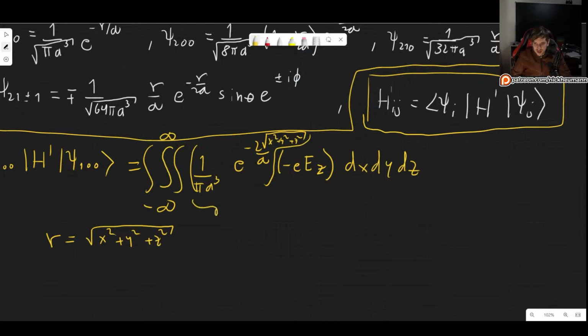So that means that this part is even, and this part is odd. So an even function times an odd function is going to be odd. And why is that relevant? Because we are integrating from minus infinity to infinity.